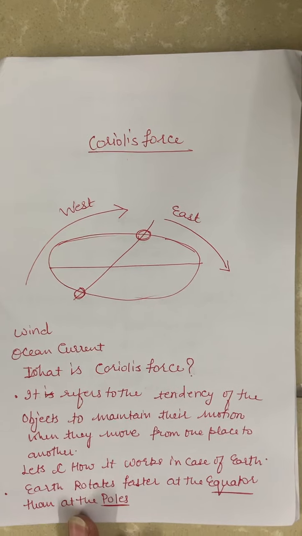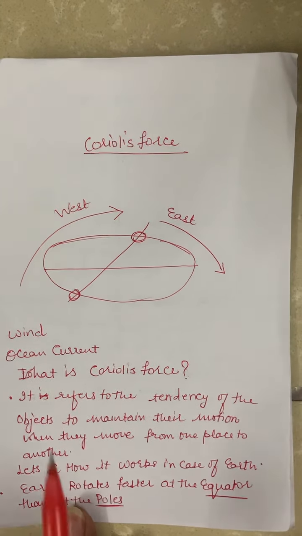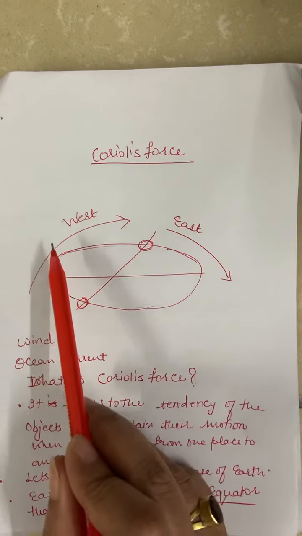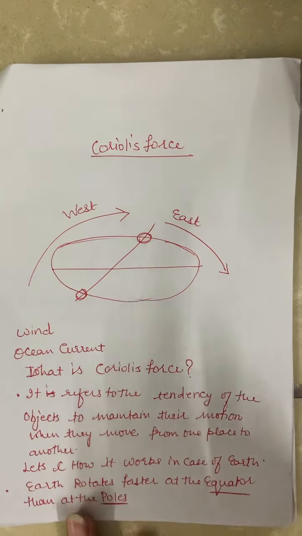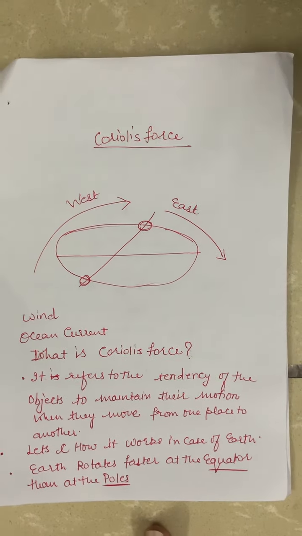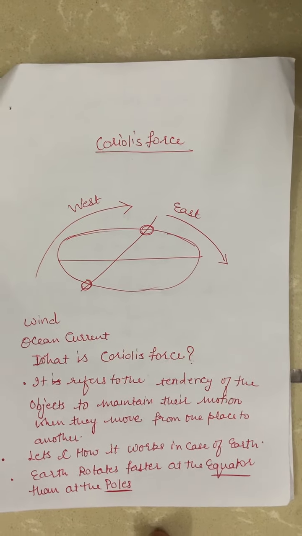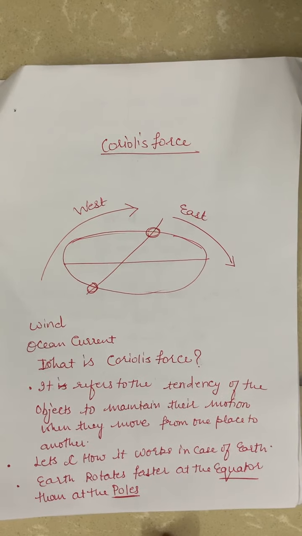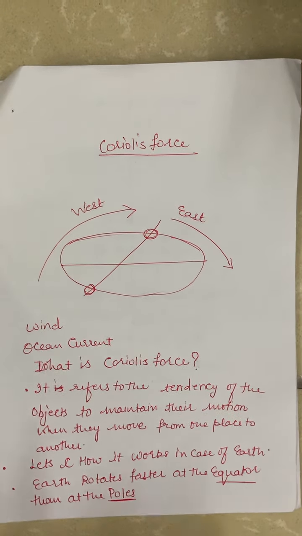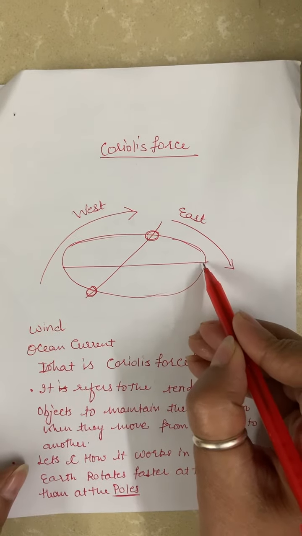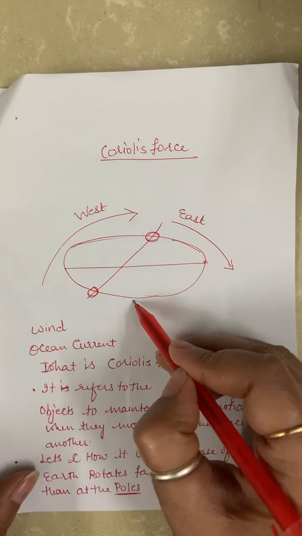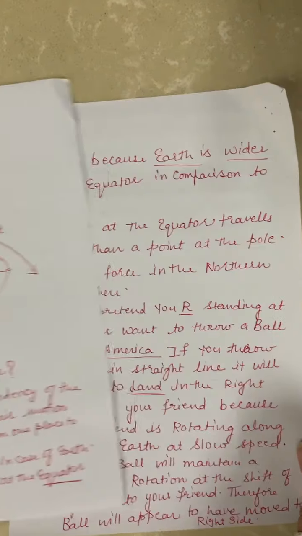Let's see how it works in case of Earth. Now you know that Earth rotates on its axis from west to east. This concept you know very well since your very junior classes. Now, Earth rotates faster at the equator than at the poles. I repeat again, Earth rotates faster at the equator than the poles. That means this is the equator and these are the poles, North Pole and South Pole. You know it very well, right?